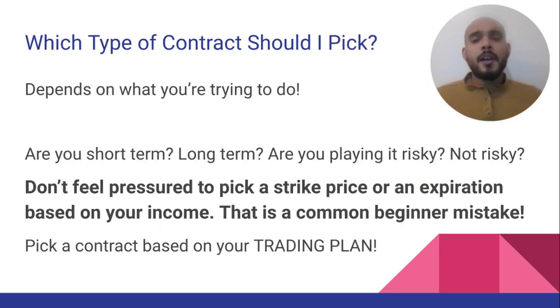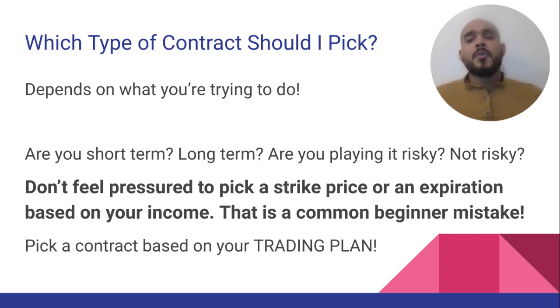So what type of contract should I pick? It depends on what you're trying to do. If you're short term, if you're long term, are you playing it risky or not risky? Don't make beginner mistakes. Don't feel pressured to pick a strike price or an expiration based on your income. That's a common beginner mistake. A lot of people will try to buy options that are way out of the money, but less likely to work in their favor because they have a cheap expiration date and they're just hoping that the stock flies to the roof and they'll buy a cheap call.